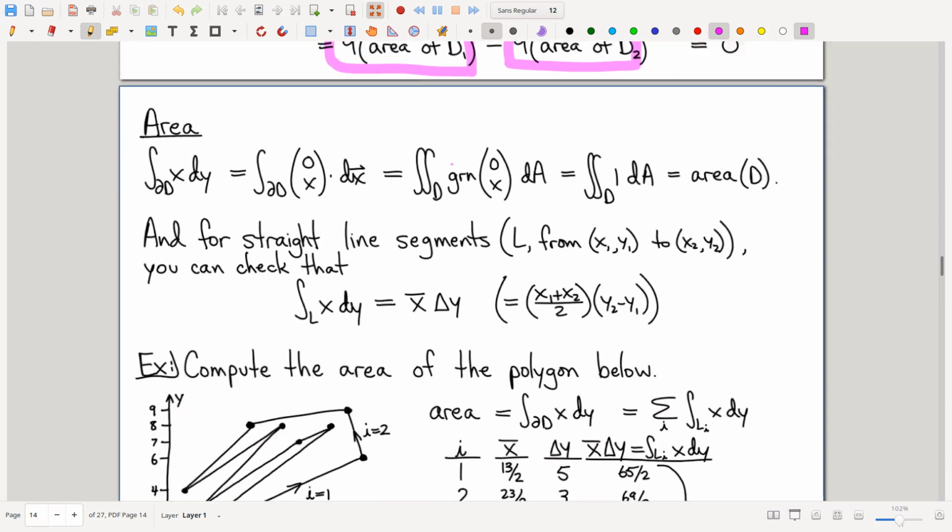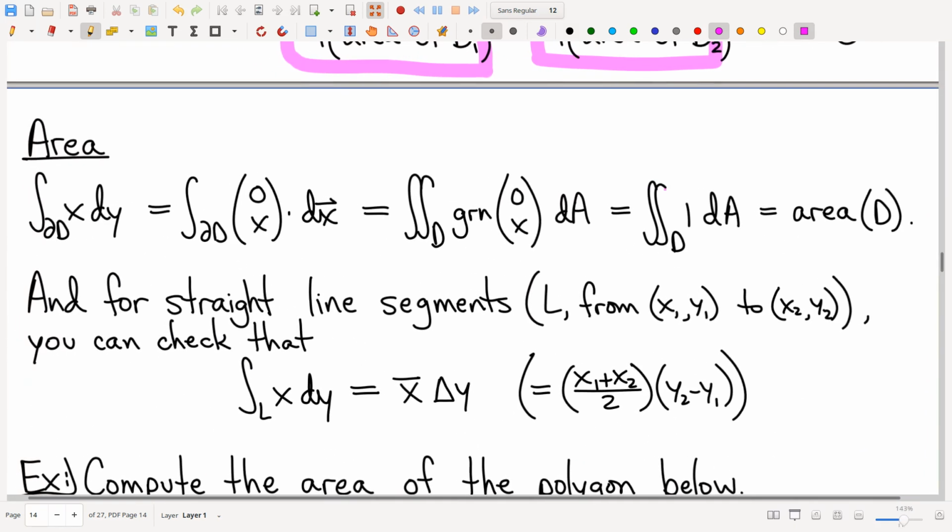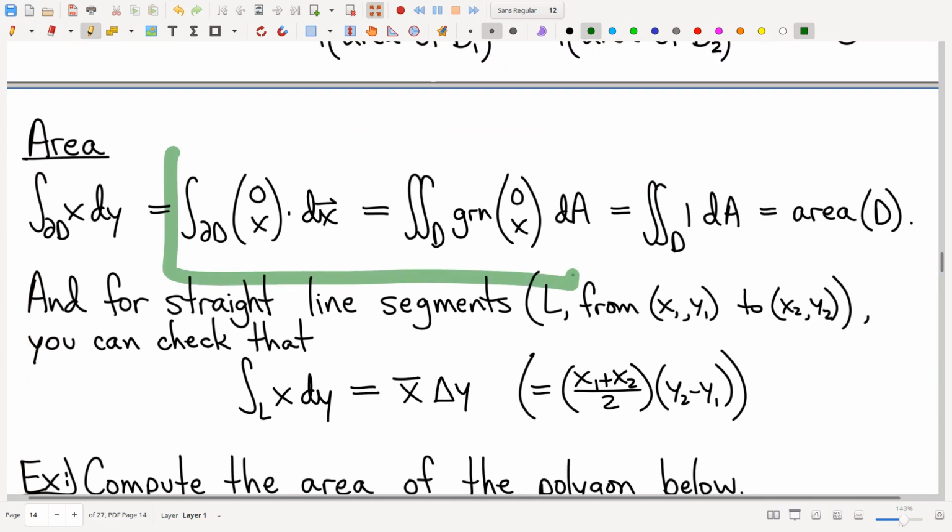Okay, here's a real slick move. I wish I had thought of it. Recall Green's theorem. Here it is. Boundary circulation on the left. Double integral of Green's operator on the right.